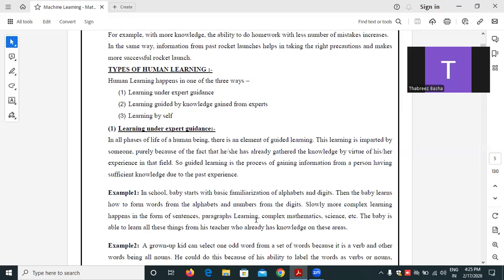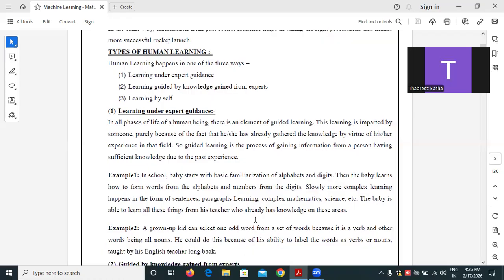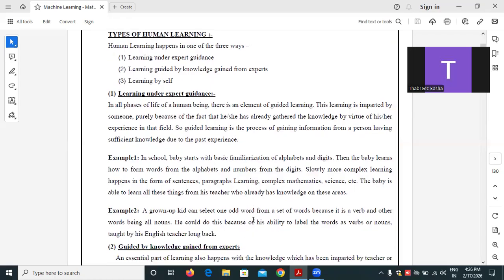At the school level, when a baby starts education, he or she definitely learns numbers, alphabets, and digits. These are the basics in the education field. After they learn alphabets, numbers, and digits, they can easily write paragraphs, sentences, and small words also. This is one of the best examples of expert guidance. Next, learning guided by knowledge gained from experts.